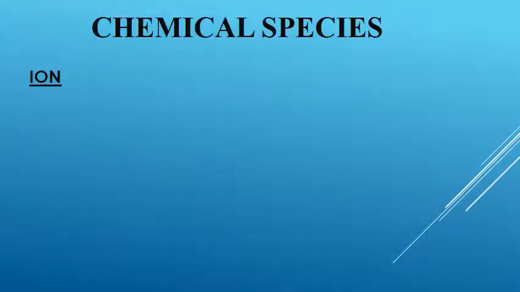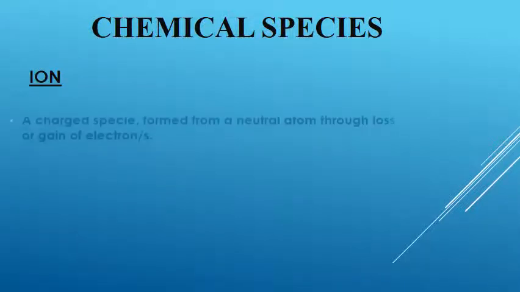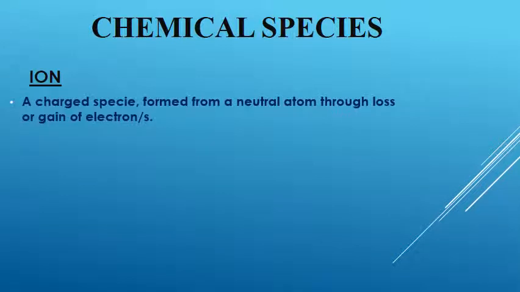Our next topic is chemical species, and the first chemical species is an ion. An ion is a charged species that is formed from a neutral atom when it loses or gains an electron, and that is why an ion can have a positive or a negative charge. Some common examples of ions include the sodium ion, represented by Na+1, the chloride ion, represented by Cl with a charge of -1, the oxide ion O-2, and the magnesium ion Mg+2.